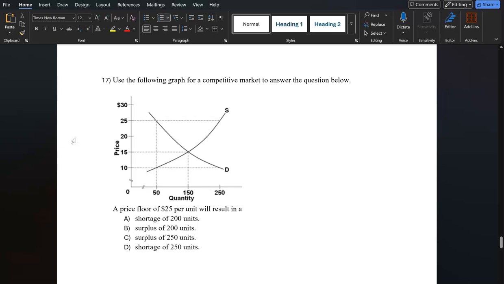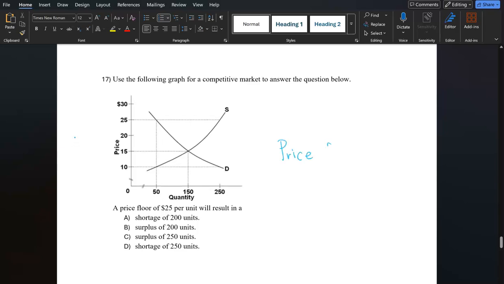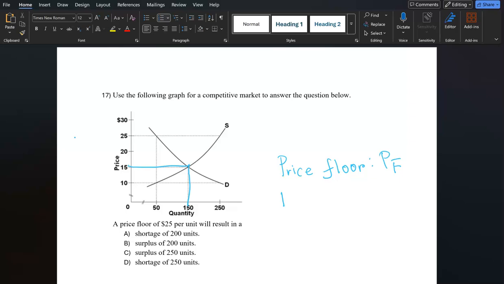The next one is a price floor. Again, this is the equilibrium price, and price floor is defined as the minimum legal price. Price ceiling is supposed to help buyers or consumers. Price floor is supposed to help sellers or producers. Now, we have a price floor of $25.